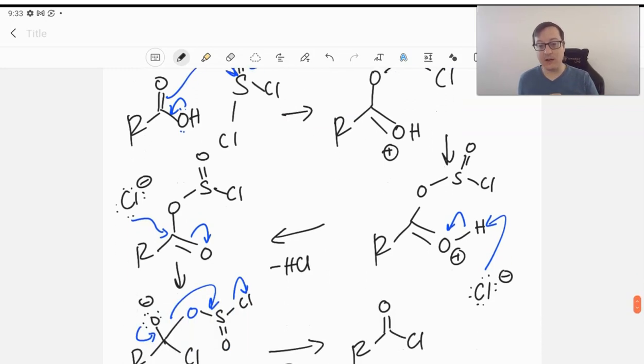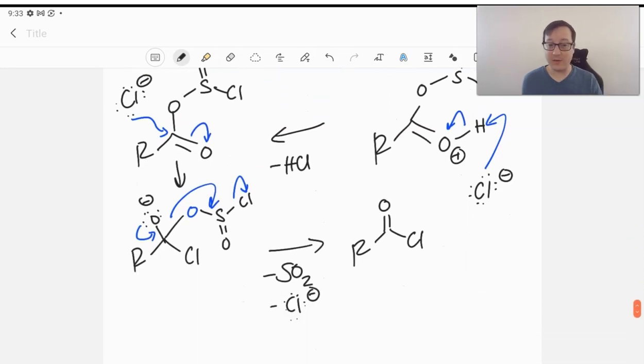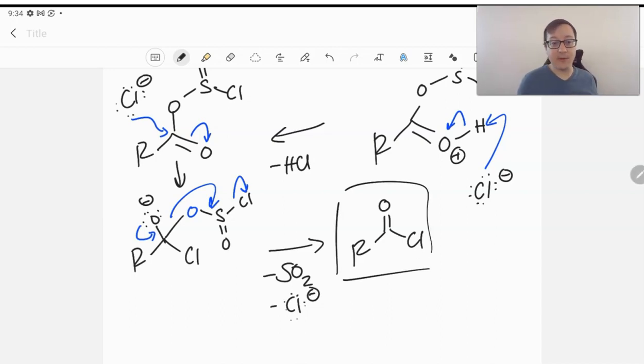In the next step, we have a deprotonation of our protonated carbonyl. We produce HCl, which reacts with our pyridine. Another chloride comes around, attacks our carbonyl, opens it up. We have that tetrahedral intermediate, which then closes down, kicking out our fancy SO2-based leaving group, producing that sulfur dioxide gas, which bubbles away. So again, that's our driving force. Le Chatelier's principle says if you remove a product, the SO2, you'll drive the reaction towards the product side. And so we end up with our acid chloride.